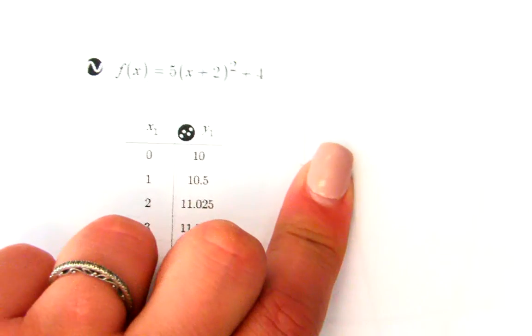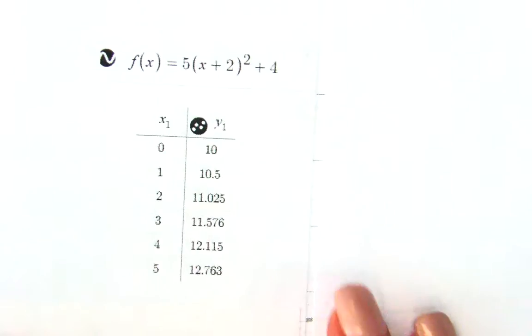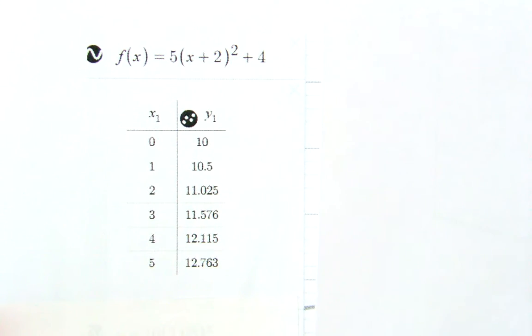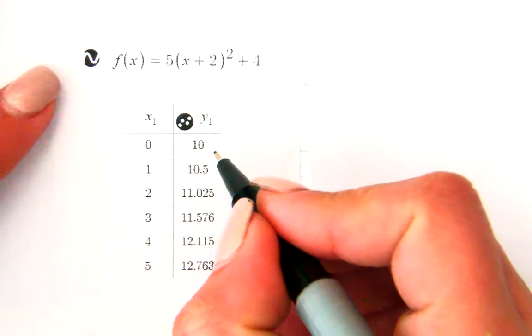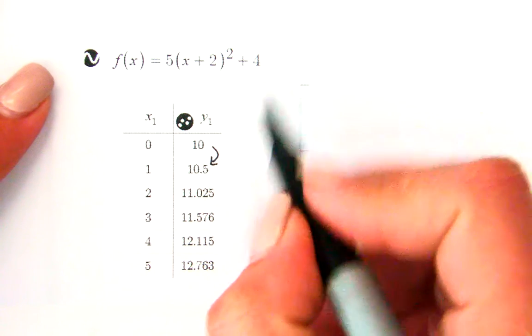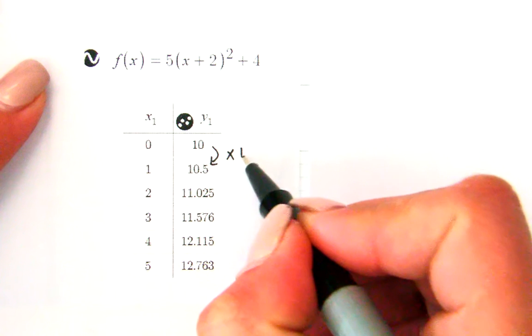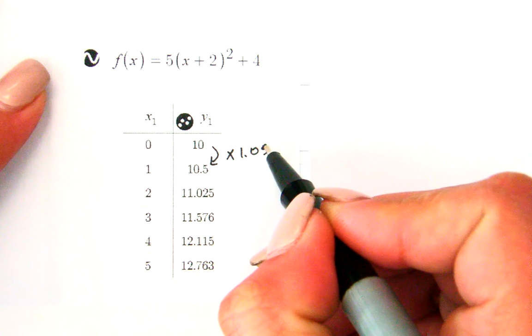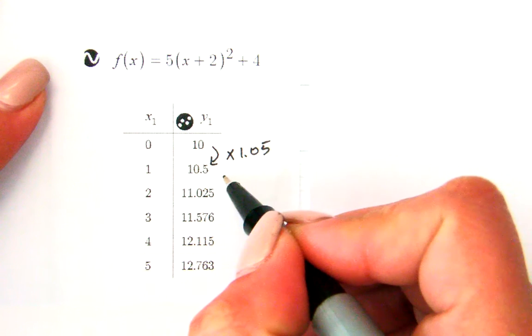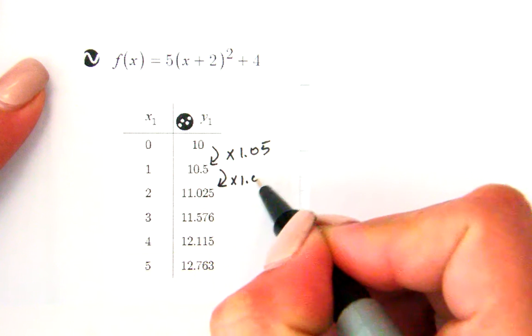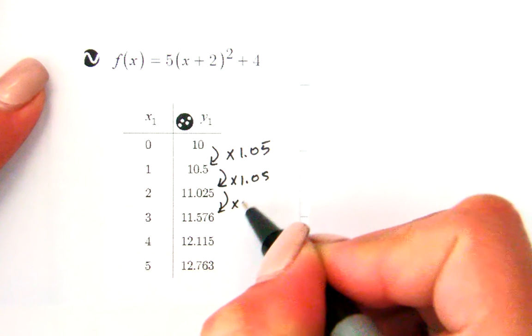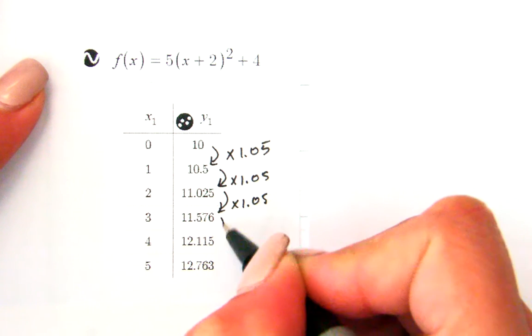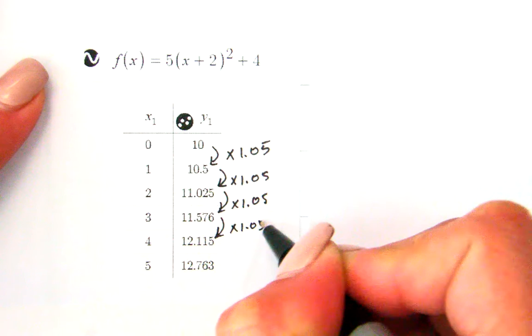So, ignore that until I'm done with it. If you look at the table, what do you multiply each one by to get to the next number? If you know how to use your calculator correctly, you figure out that you're multiplying by 1.05 each time.